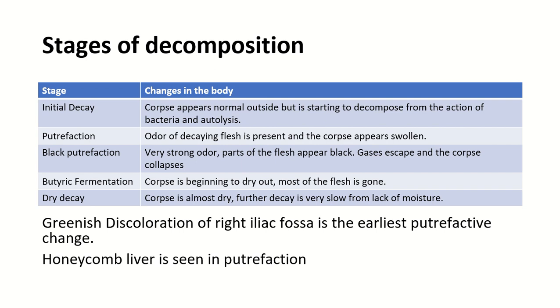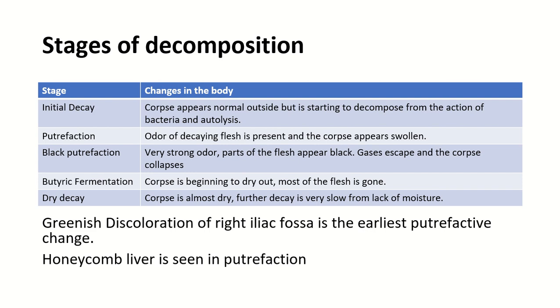Now the stages of decomposition. Initial decay: the corpse appears normal from the outside, but two actions start taking place, that are autolysis and putrefaction. Second stage is putrefaction. There is an odor of decaying flesh, and the corpse will appear swollen. This is due to microbial activity. Black putrefaction: very strong odor. Parts of flesh will appear black, gases will escape and the corpse collapses.